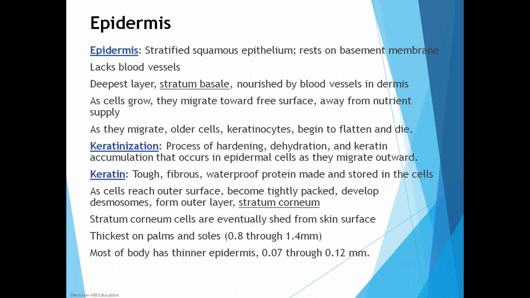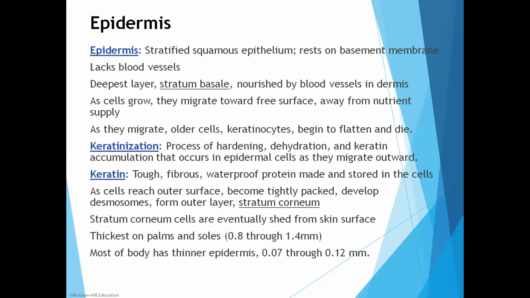But when we think about the epidermis, again, it's stratified squamous epithelial tissue, and it rests on that basement membrane. So keep in mind, there are no blood vessels. It's receiving nutrients and nourishment from those underlying connective tissues. But the deepest layer is called the stratum basale. And again, it's nourished by the actual dermis. And as the cells grow, they are going to basically push upward. They're going to become more superficial. They migrate toward that free surface. And as they migrate, they get older and they actually begin to die.